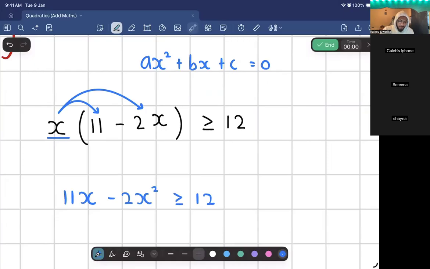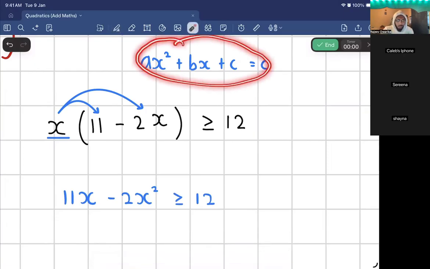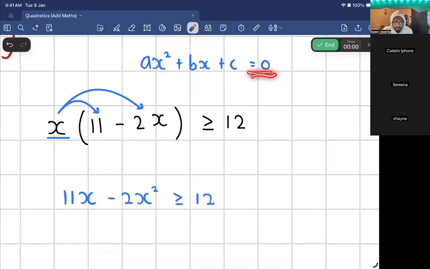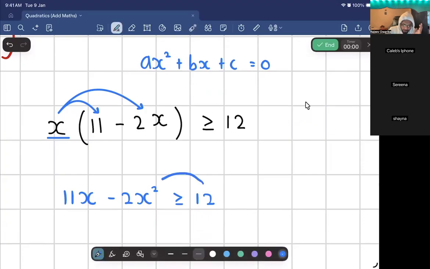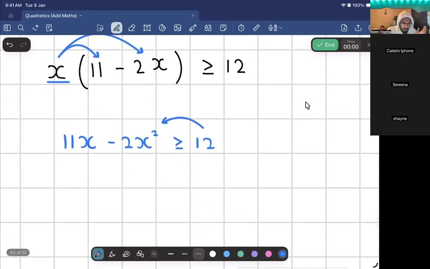Now, Caleb, if this is the form we want to get, we need to put the x squared term in front, we need the x term in the middle, and we need the number at the end on the left-hand side, and we need it to be compared to 0. As it stands right now, is it more than or equal to 0? No. So I should move across the 12. Now, if I move across 12, what is it going to turn to? Negative 12.